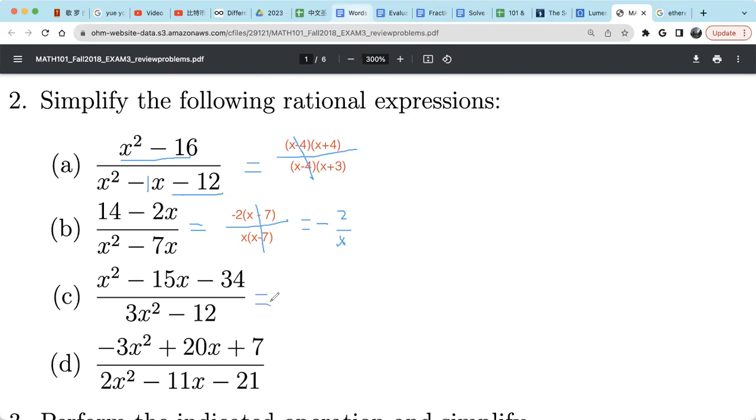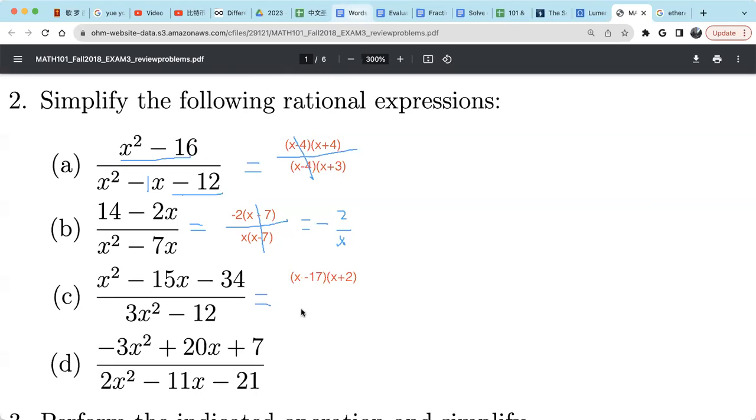This one we want to factor again. We want to think about the two factors of negative 34 that add up to be negative 15. So 34 is 2 times 17. So we want to factor as x minus 17 times x plus 2. Right? Because negative 17 times 2, that's negative 34. Negative 17 plus 2, that's negative 15, which gives us the middle term.